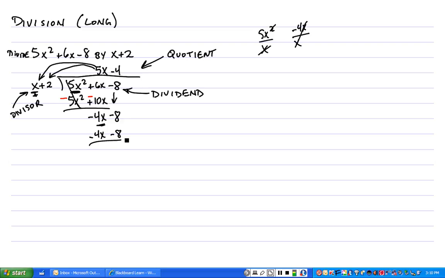We do our subtraction. Subtraction is going to cause our signs to change. So that's going to become a plus, and that's going to become a plus. Now that cancels and that cancels, and you end up with an answer of 5x minus 4, which is the quotient.